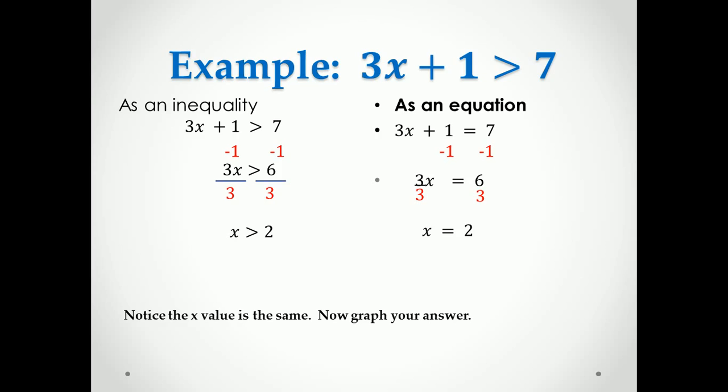Now, how would we graph this? Since it says greater than, right away we should be thinking of an unshaded circle. So from 2 on our number line, we draw our unshaded circle, and we should be going to the right of 2.